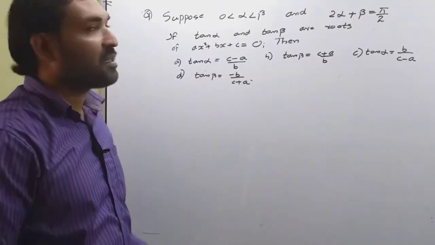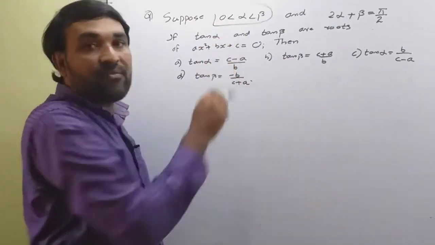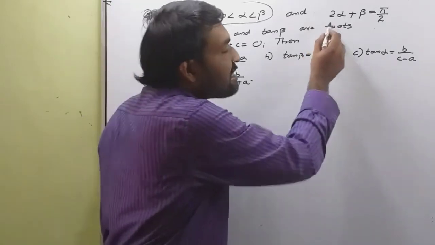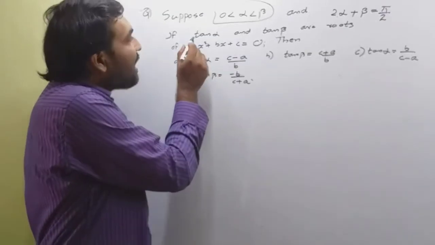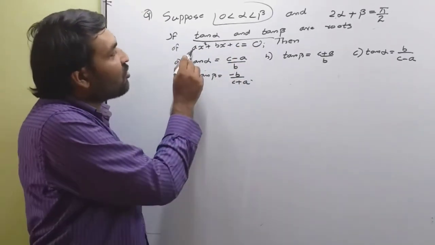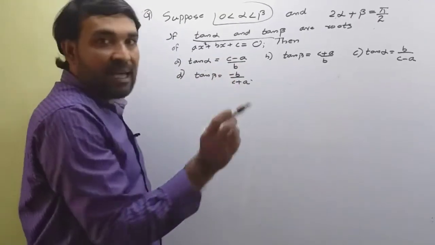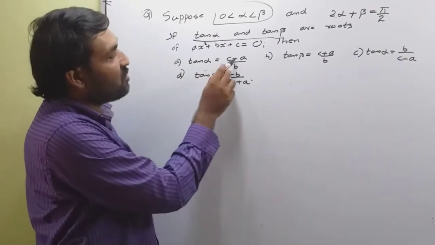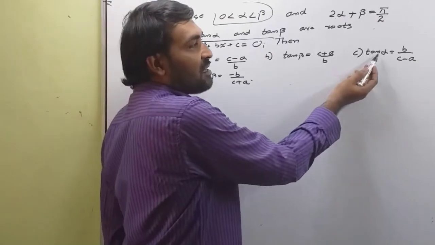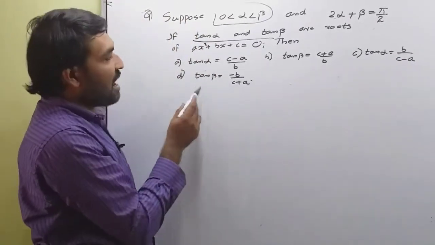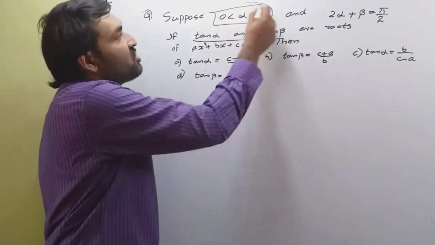So our question is: 0 less than alpha less than beta. Alpha and beta are the angles, and the condition given is 2 alpha plus beta is equal to pi by 2. And tan alpha and tan beta are the roots of the quadratic equation ax square plus bx plus c is equal to 0. Then options are given: tan alpha is equal to (c minus a) by b, tan beta is equal to (c plus a) by b; tan alpha is equal to b by (c minus a), and tan beta is equal to minus b by (c plus a). Okay, so these are the conditions.